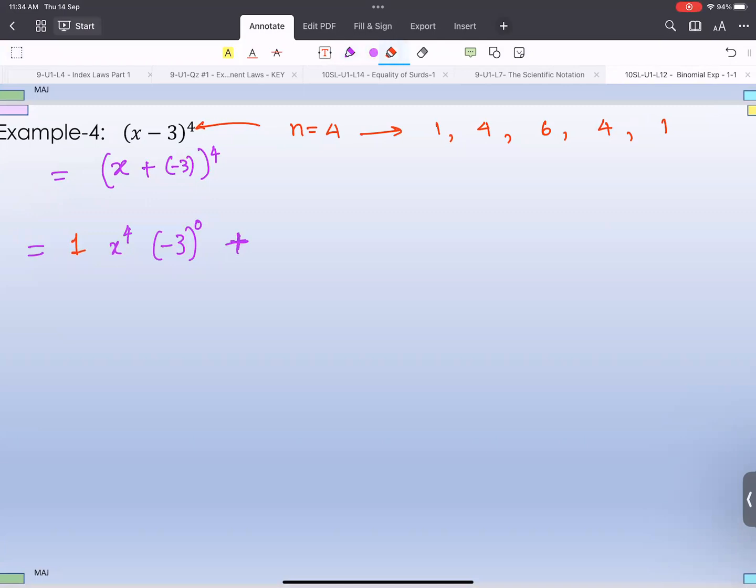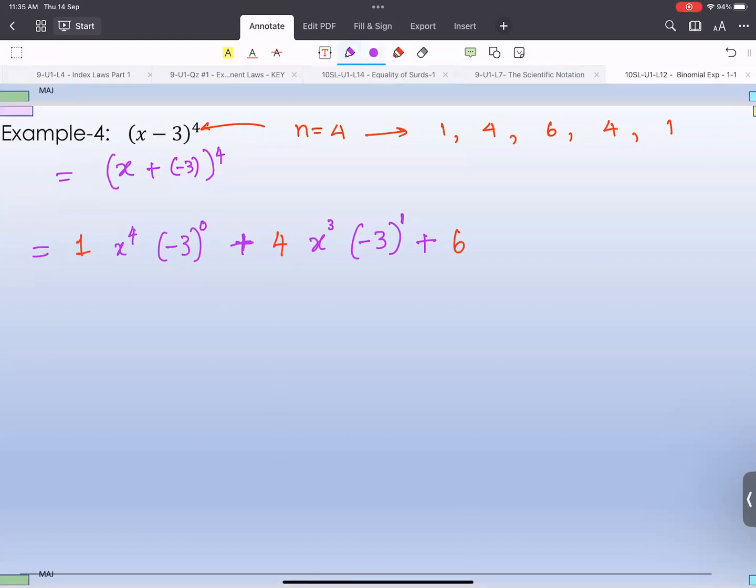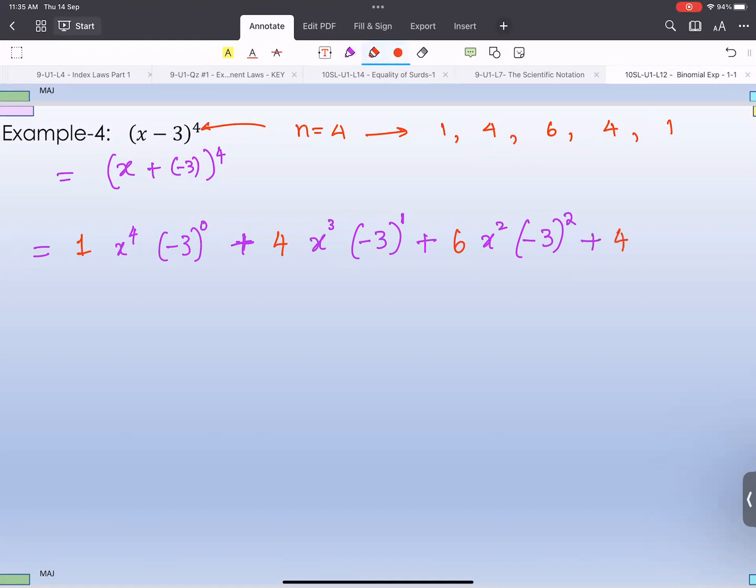Plus, the next term starts with 4 multiplied by x to the power of 3 multiplied by negative 3 to the power of 1, plus 6 multiplied by x to the power of 2 multiplied by negative 3 to the power of 2, plus 4 multiplied by x multiplied by negative 3 to the power of 3, plus 1 multiplied by x to the power of 0 multiplied by negative 3 to the power of 4.